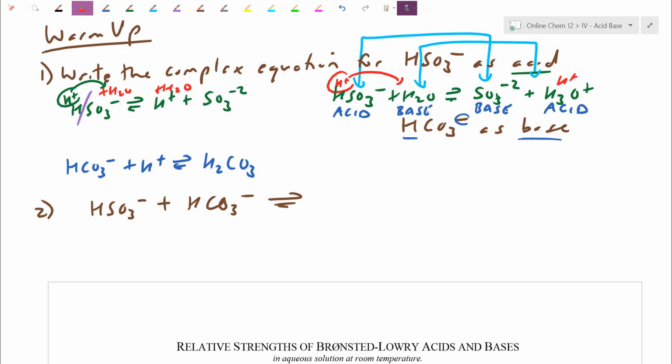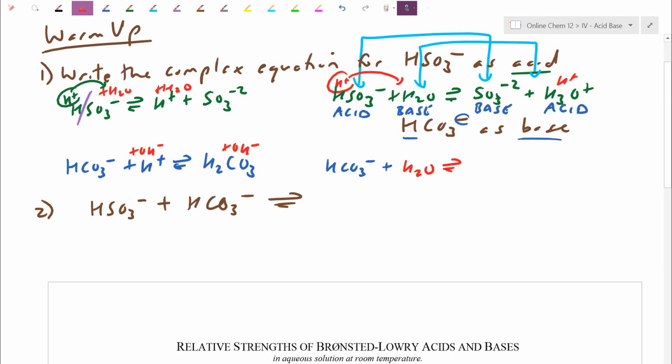How do you get to the complex form? It's like adding an OH minus on both sides. For the acid side, it's like adding a water. For the base side, it's like adding OH minus. So therefore, my complex equation is written HCO3 minus, H plus and OH minus will end up forming water.